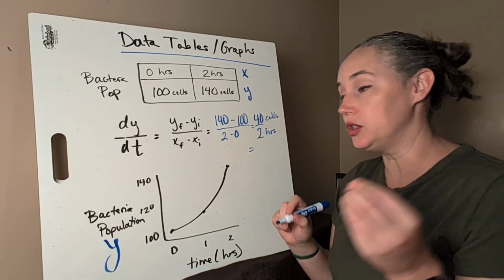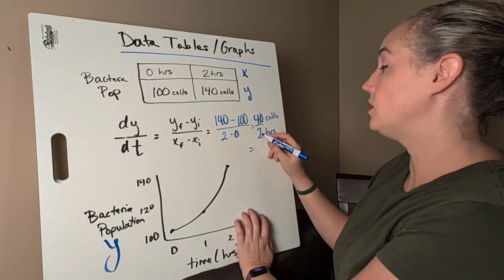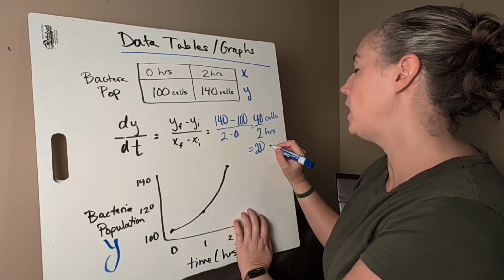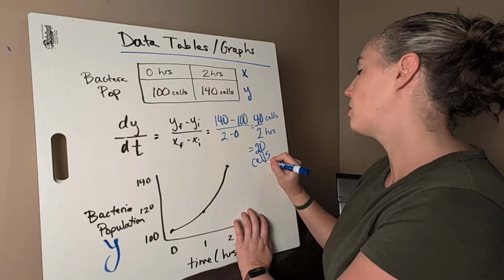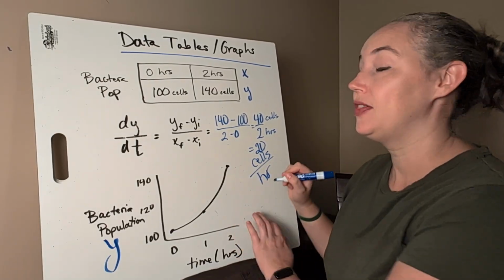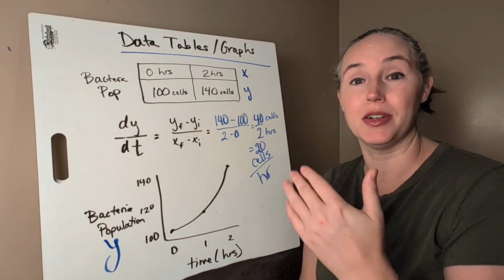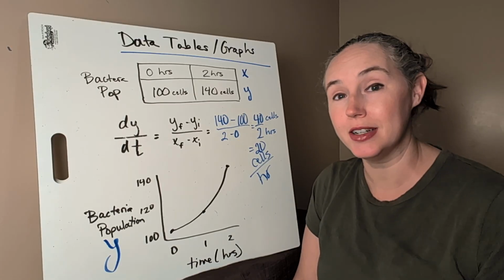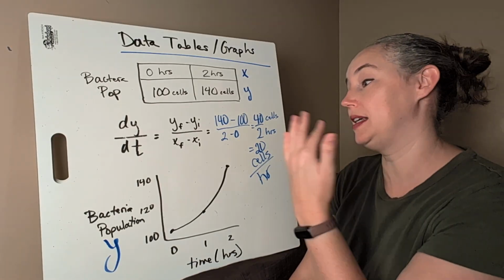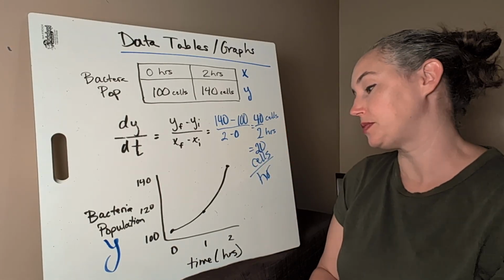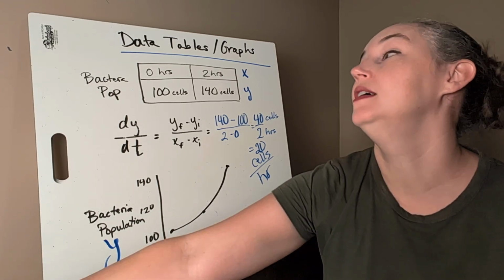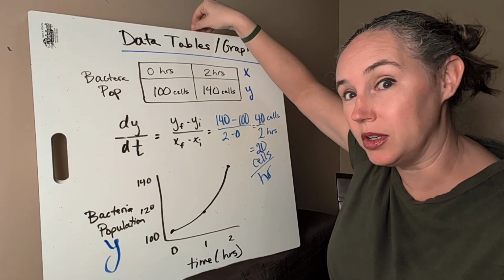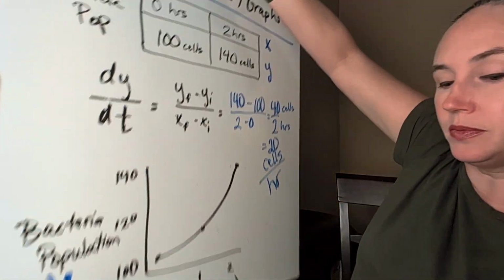And then we're going to reduce: 40 divided by 2 is 20 cells per hour. That is the growth rate of our bacteria population. So every hour, it's going to gain 20 cells on average. So that's how you would work those kinds of problems.